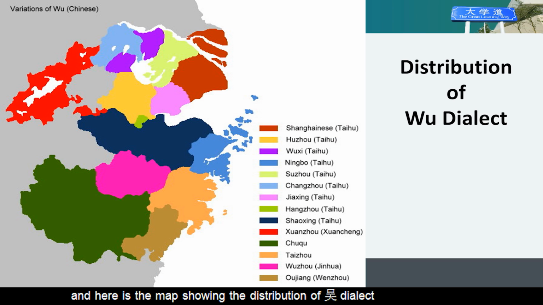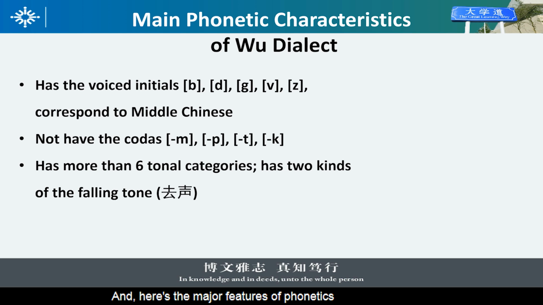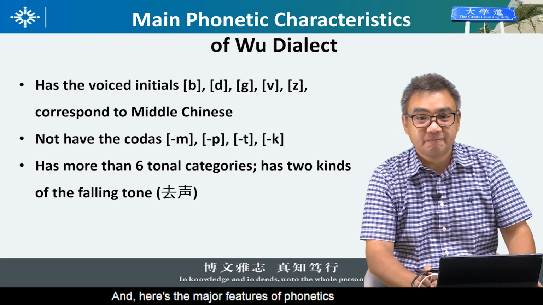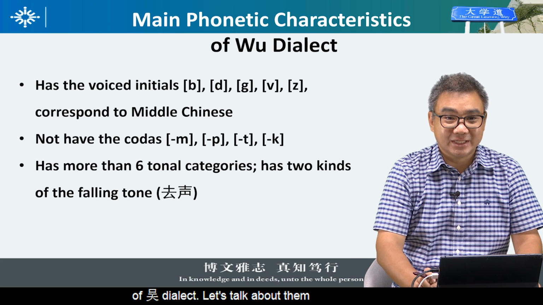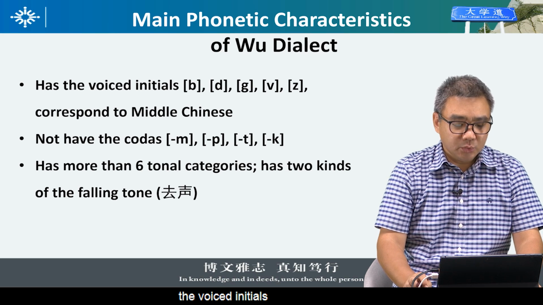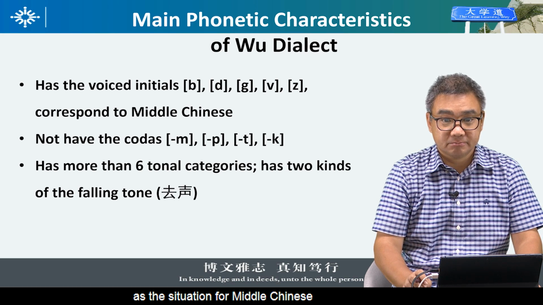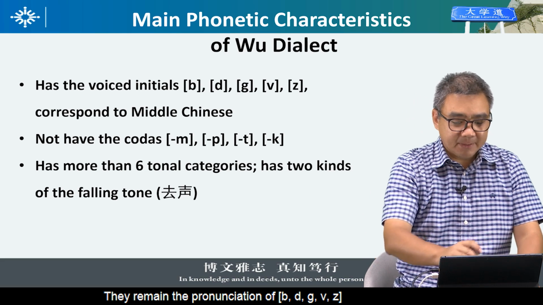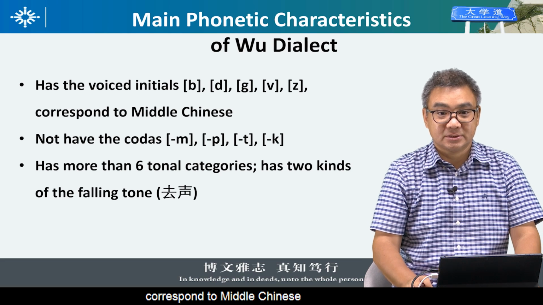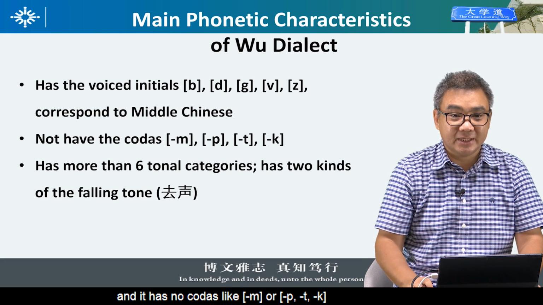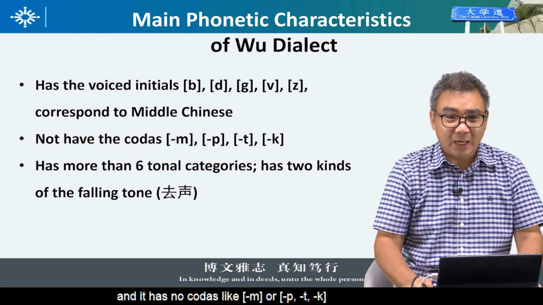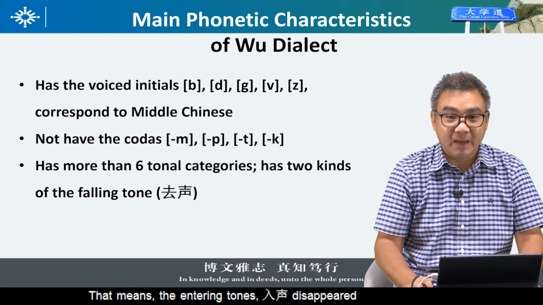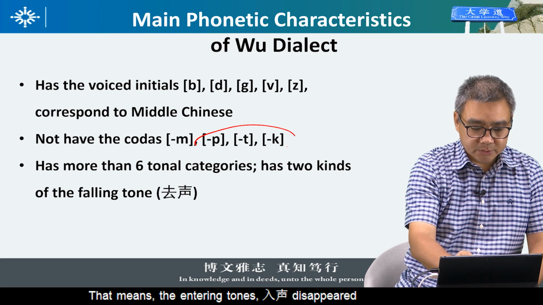Okay, and here is the map showing the distribution of Wu dialect, including their subdialects distribution. And here's the major phonetic feature of Wu dialect. Let's talk about them. So Wu dialects has the voiced initials, remain the voiced initials as the situation of Middle Chinese. They remain the pronunciation of b, d, g, v, z, things like this, corresponding to Middle Chinese. And it has no codas like p, t, k. That means the entering tone, 入声, disappear.